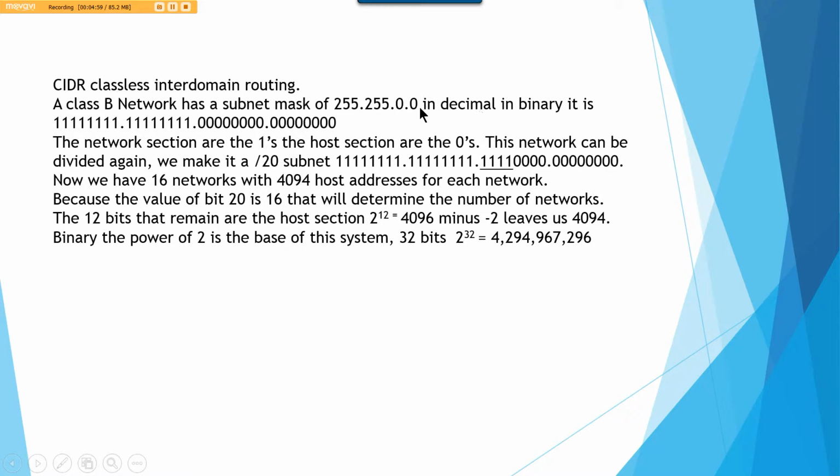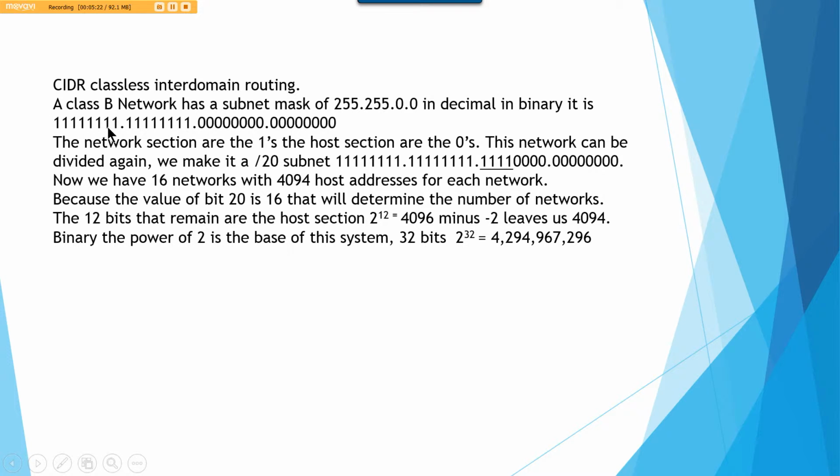Written in decimal form, this is what it looks like. In the binary form, it looks like this here. We have 8 ones, 8 ones, 8 zeros, and 8 zeros. So the first 16 bits are on. The second 16 bits are off in the subnet mask.